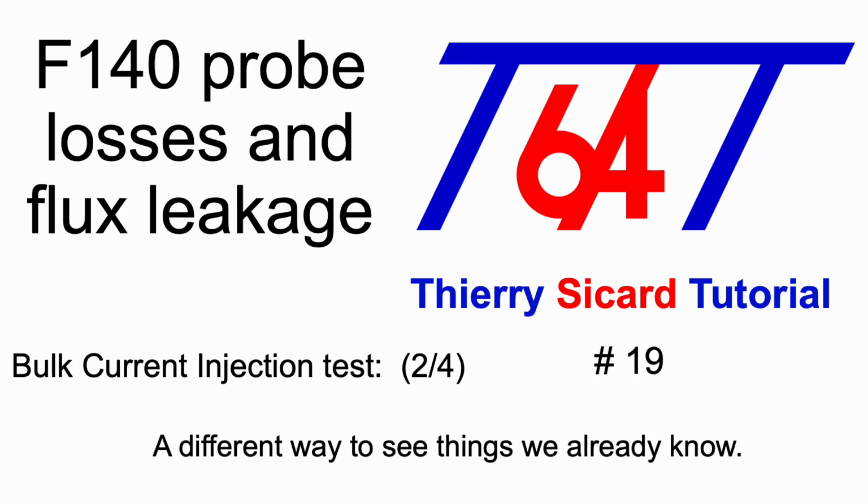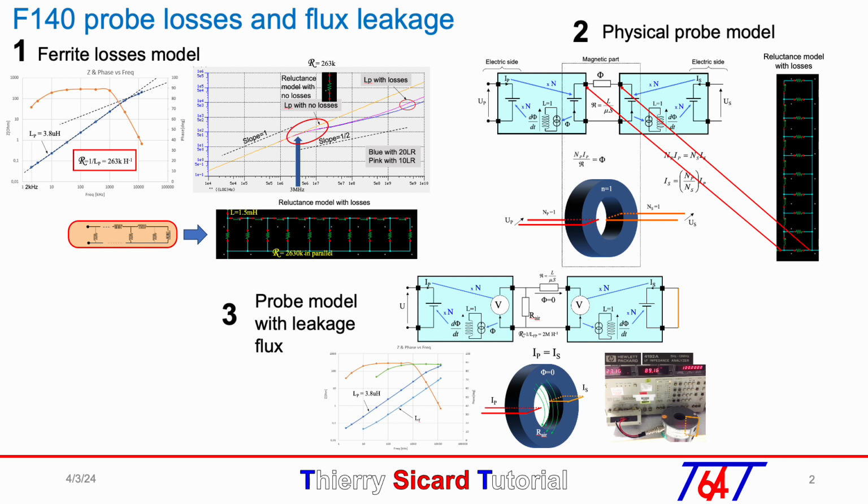Hello everyone, in this TerraCycler tutorial number 19 we will review the ferrite losses model equivalent to eddy current, the physical BCI probe model and the complete model including the flux leakage.